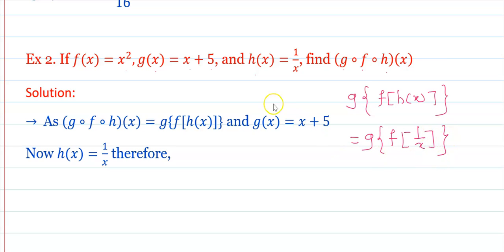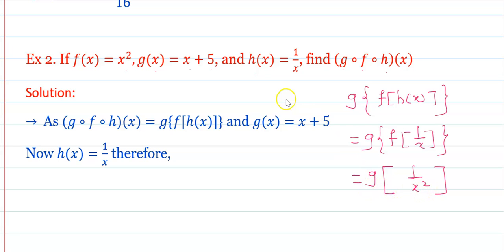Okay. But what is f of x? The x squared. Means what? 1 upon x, it's a square. 1 upon x squared. Means what? g of 1 upon x, it's a square. This is the definition of f of x. f of x means what? Whatever is here, it's a square. Means 1 upon x squared.